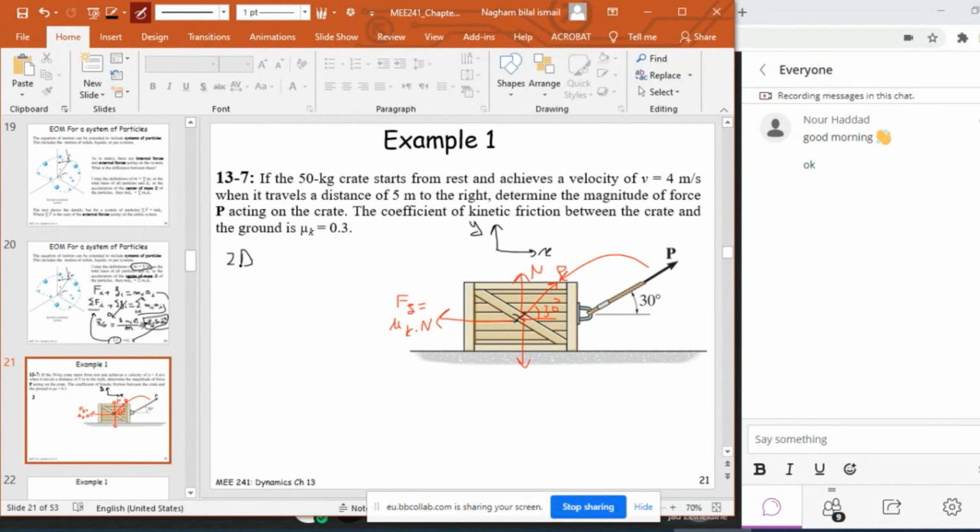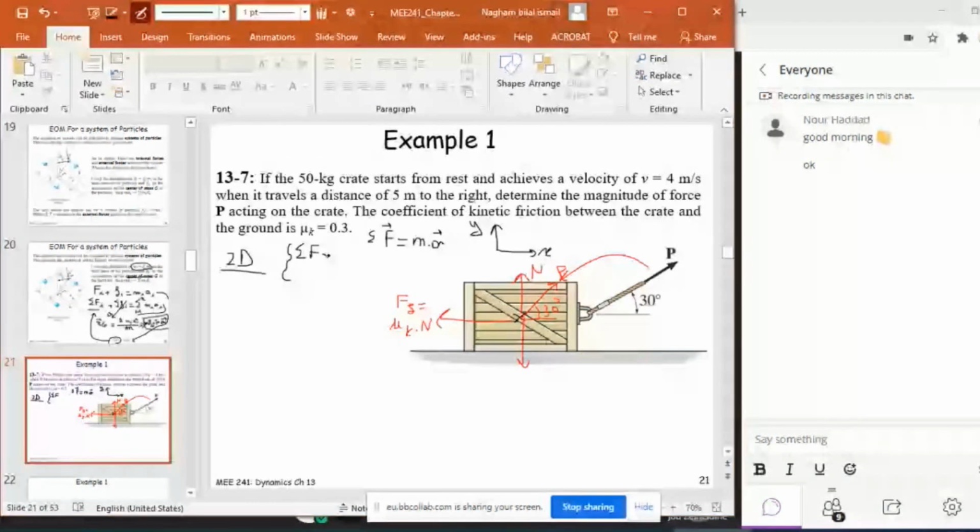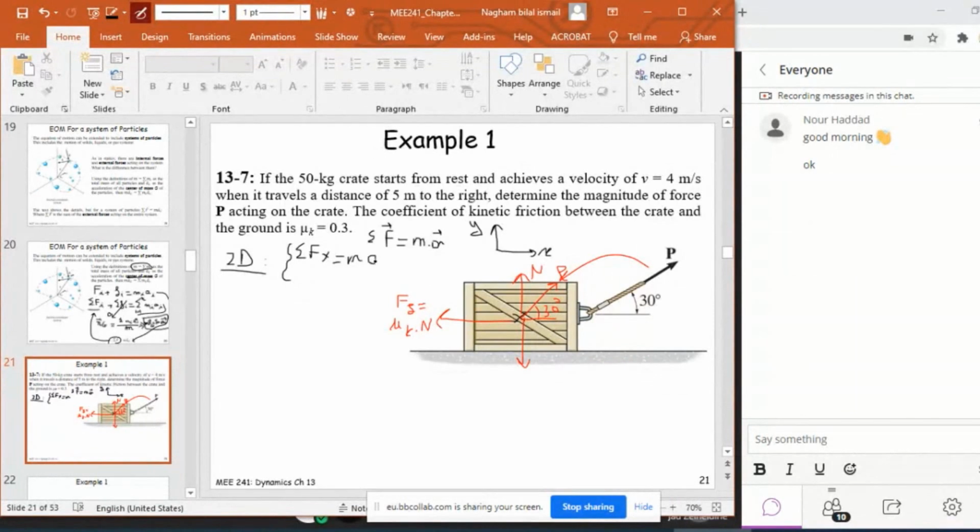So now since this is a 2D case, I'm going to apply the sum of forces in vector form that is equal to m a, which is Newton's second law in vector form. I'm going to convert it to scalar form in X and Y because this is a 2D case, right? Sum of Fx is equal to m ax and sum of Fy is equal to m ay.